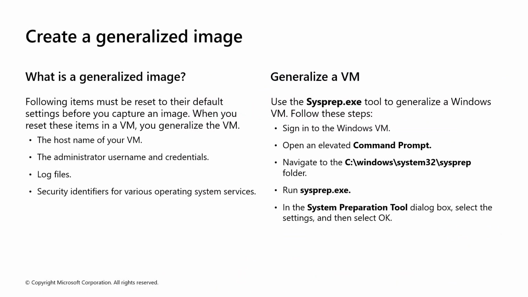A generalized image is a VM that's been reset to default settings, making it ready for reuse. It will reset the hostname, admin credentials, log files, and security identifiers. You can use the sysprep tool to generalize a Windows VM. After shutting down the VM, deallocate it in Azure. This process ensures your image is clean and ready for deployment.